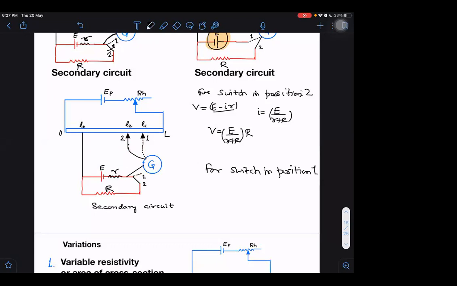In galvanometer it will be 0, but in the secondary circuit also current will be 0 when the switch is in position 1. Because when the switch is in position 1, it will be broken from here or not?